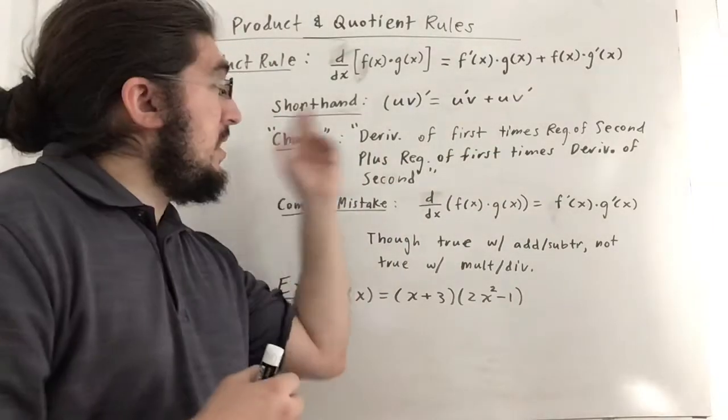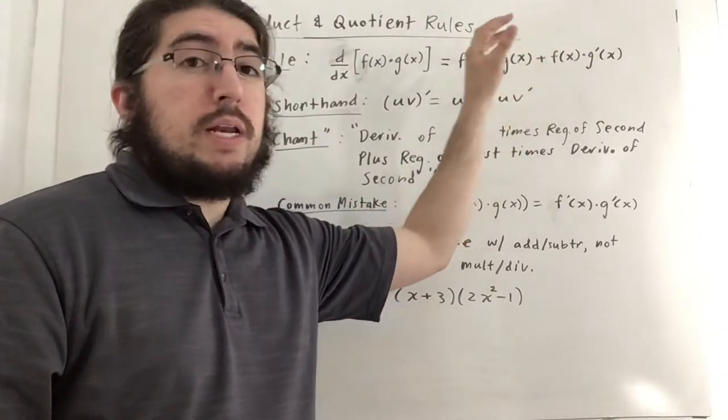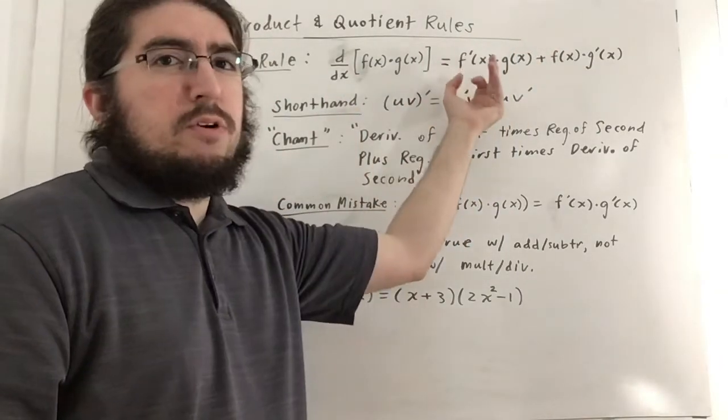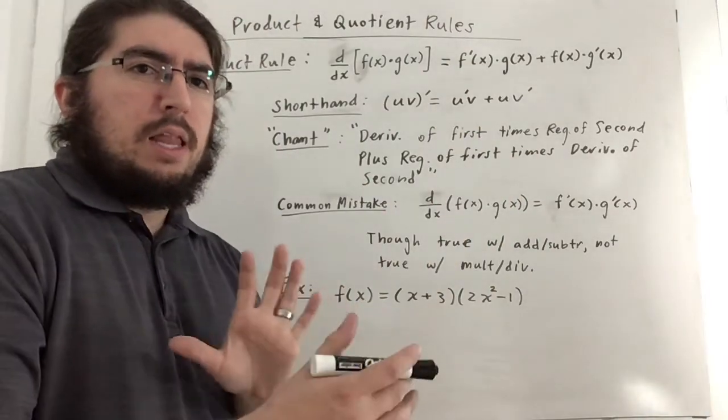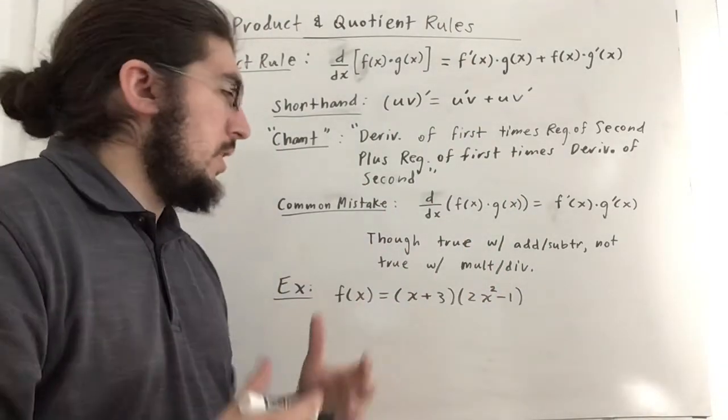Okay, now since it's addition, it doesn't actually matter which order you do it in, but I always do derivative of the first as the first term. And you'll see why once we get to quotient rule, it allows us to relate the two more easily.